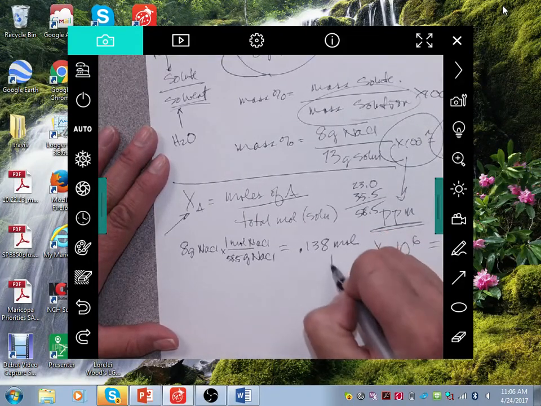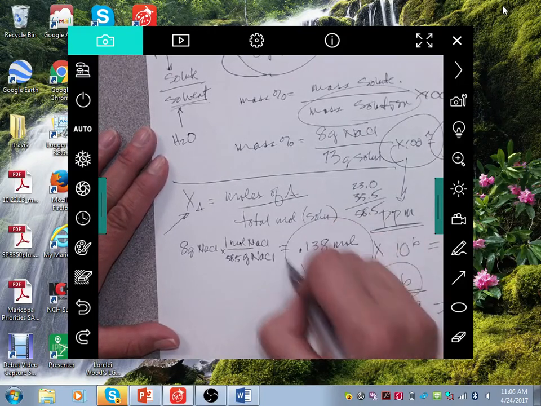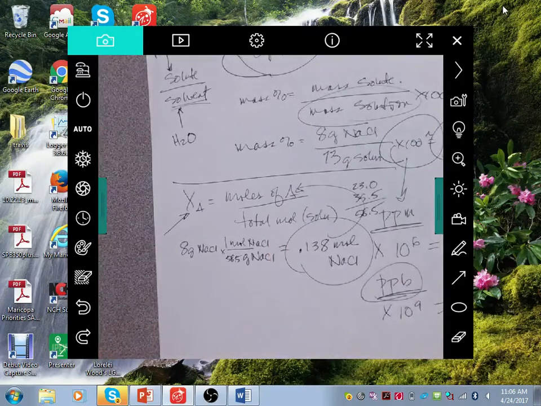All right, moles of NaCl. Am I done? Am I done with my calculation? No, that's just this part right here. How do I figure out the total moles of the solution?